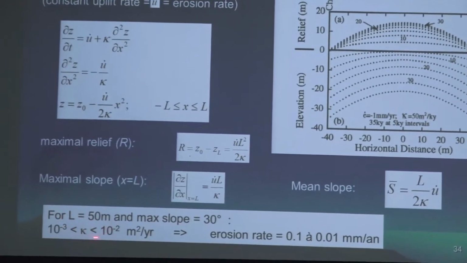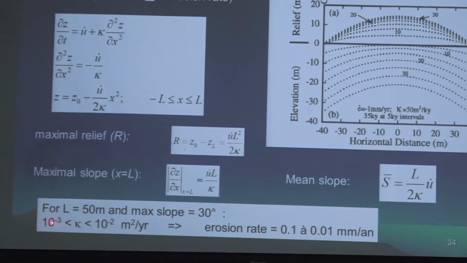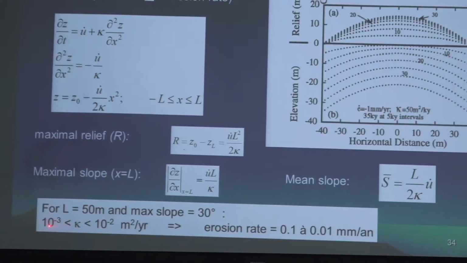If we apply a coefficient of diffusion of 0.01 to 0.001 square meter per year, then we can show, applying this relationship, that the mean uplift rate and mean erosion rate will range between 0.1 and 0.01 millimeter per year.